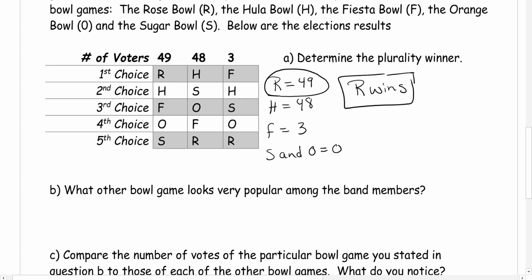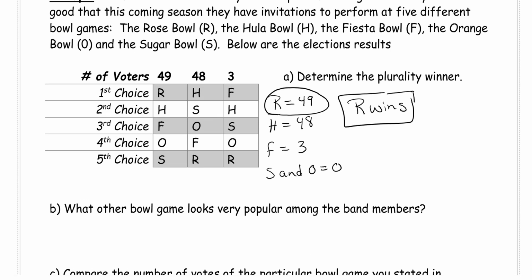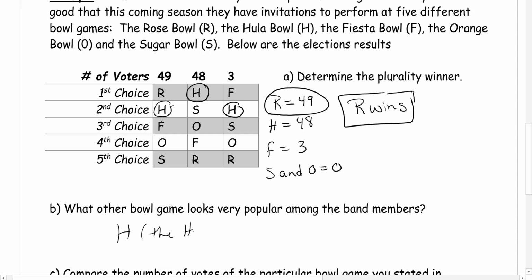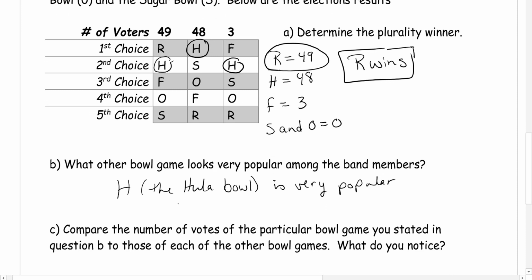What other bowl game looks very popular among the band members? If we take a look at these preference ballots, we can see that H has 48 first place votes, but all of the others that didn't have it in first place had it in second place. So H, the Hula Bowl, is very popular. It has 48 first place votes, and it has 52 second place votes.